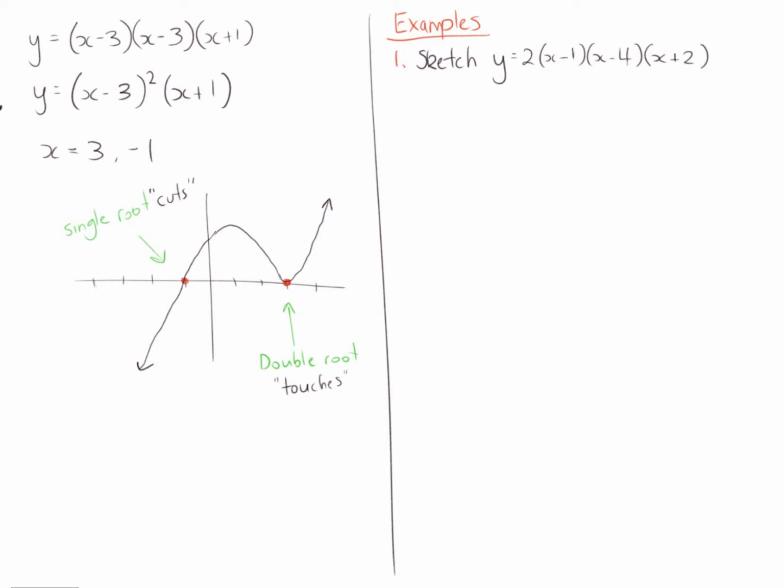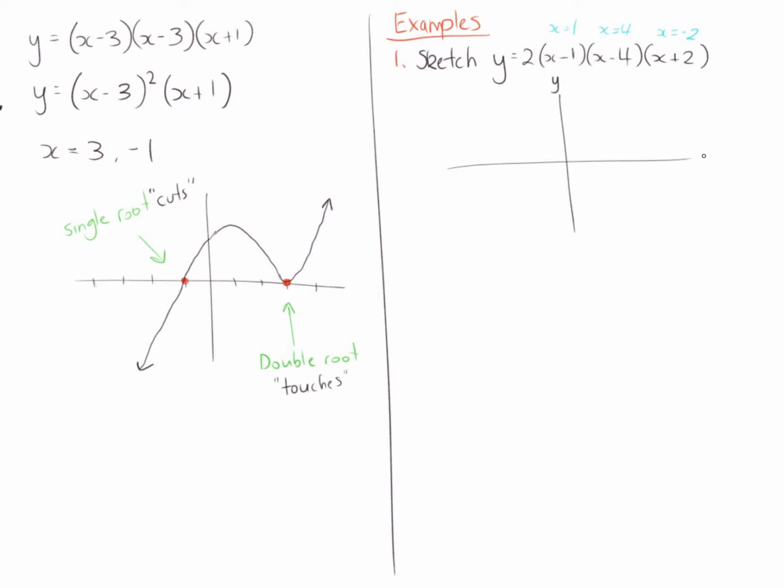Example 1, we're going to sketch y equals 2 outside of x minus 1 times x minus 4 times x plus 2. When we set x minus 1 equal to 0, we get an x-intercept of 1. When we set x minus 4 equal to 0, we get an x-intercept of 4. And our third x-intercept, when we set x plus 2 equal to 0, is x equals negative 2. So they are our 3 x-intercepts that we can mark down to start this sketch.